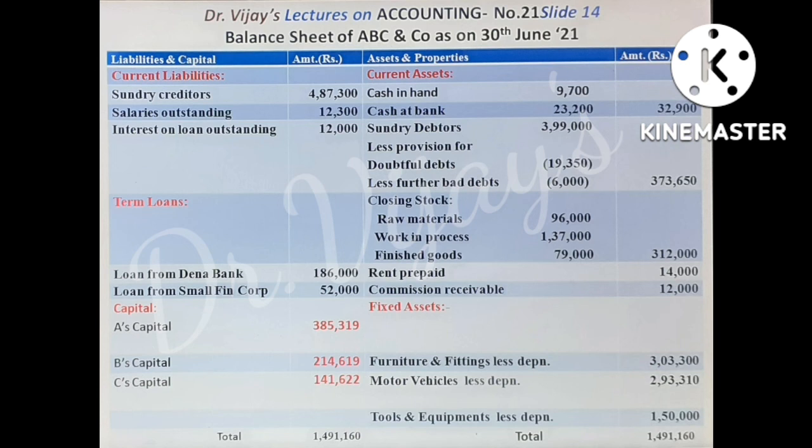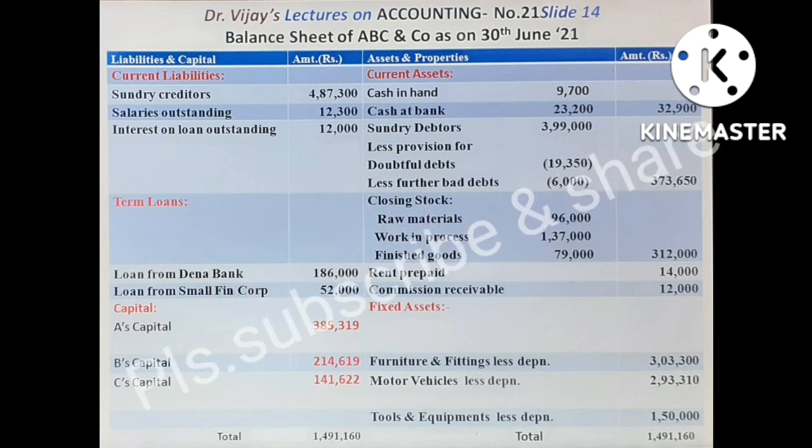Look at the liability side of the balance sheet. First is current liabilities. It is under creditors, salaries outstanding, and interest on loan outstanding. Then term loans are loan from Dena Bank and loan from Small Finance Corporation. Then comes capital of A, B, and C, the closing balances.